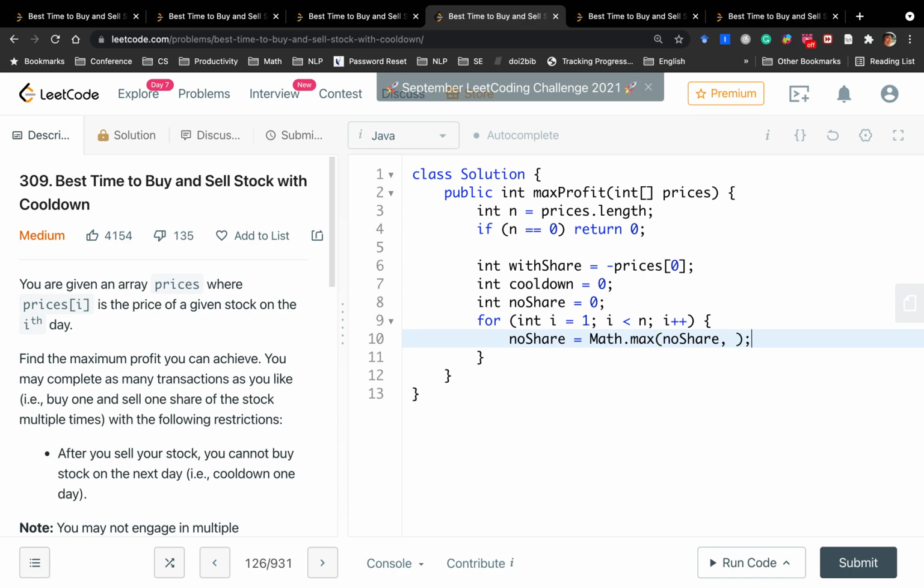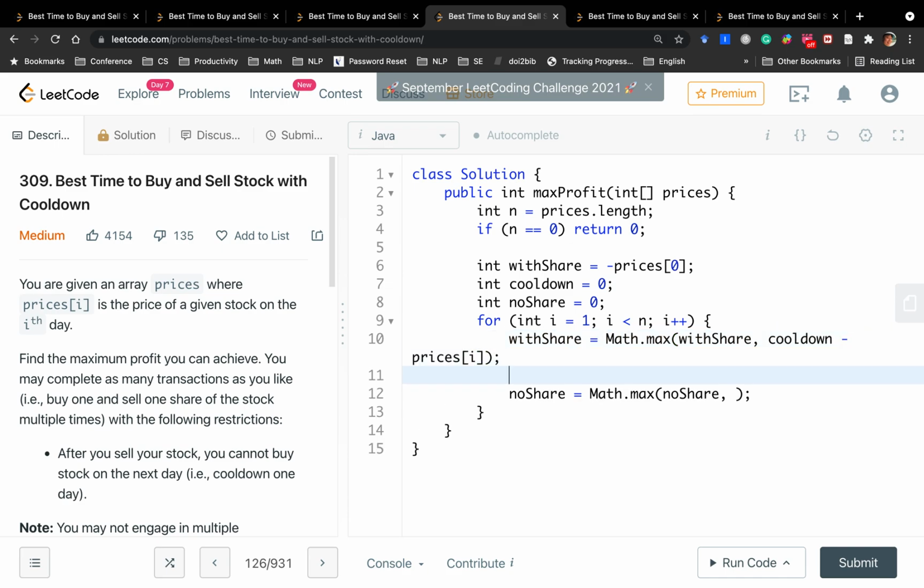Or maybe we write with share first because it seems simple. With share, then yesterday must be cool down, so we buy a share today. Cool down: max cool down. Or yesterday is no share, because in that case today we must be cool down.